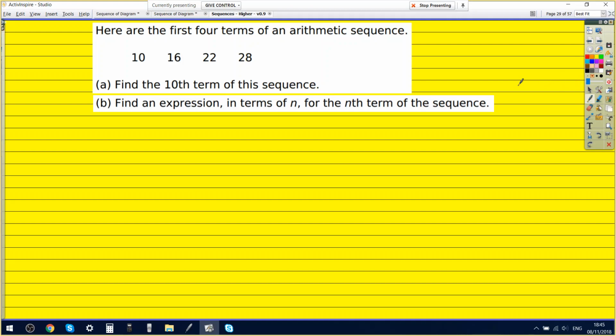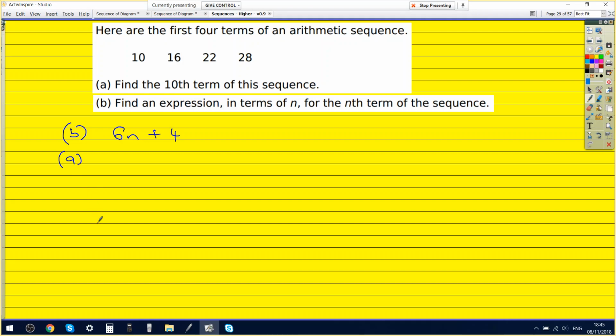Okay, how could we do this one? Tenth term. And for this one, it might be easier to do part B first, before A. The expression would be 6n plus 4? Well done. And now try part A.